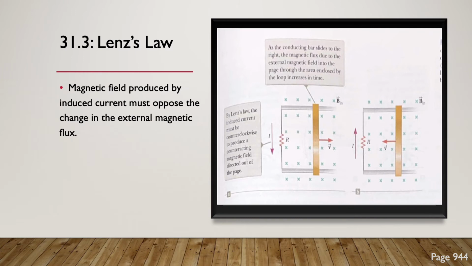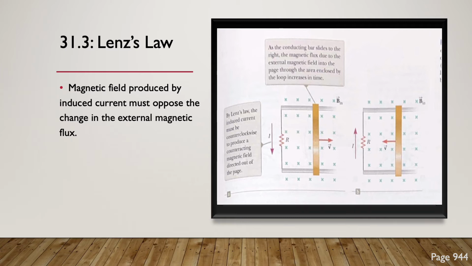In the next section, we will discuss Lenz's law. Lenz's law indicates that the induced current in a loop is in the direction that creates a magnetic field that opposes the change in magnetic flux through the area enclosed by the loop. In other words, the induced current tends to keep the original magnetic flux through the loop from changing.